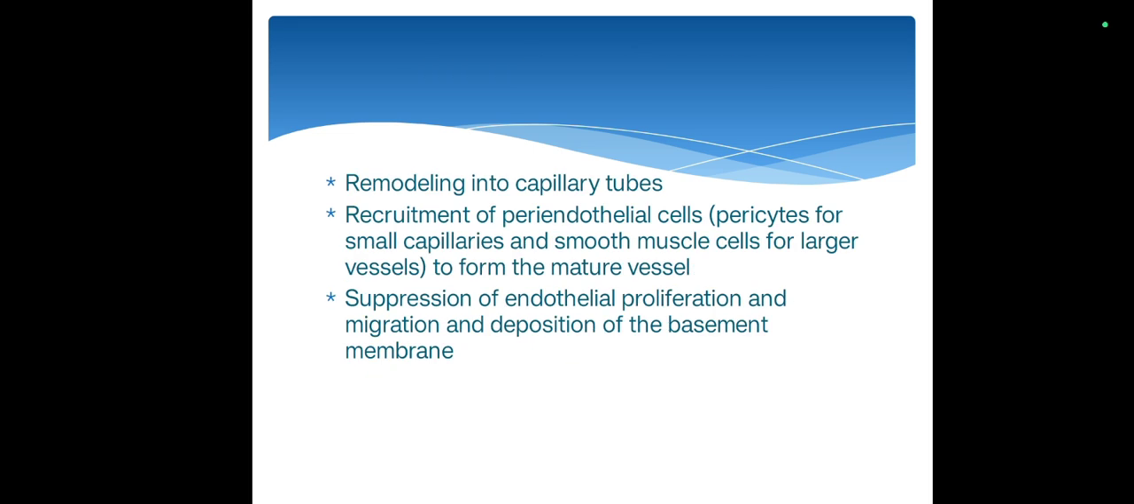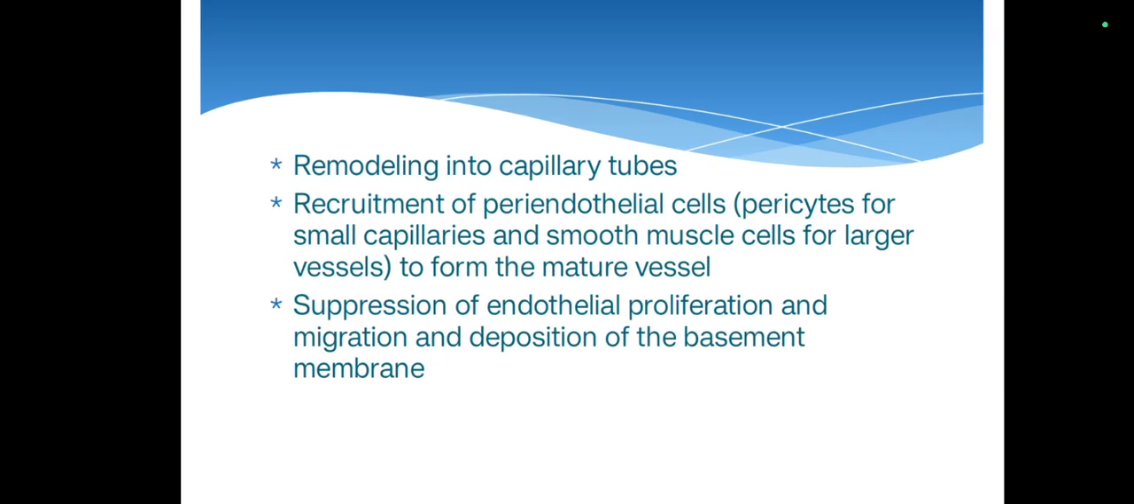Now, remodeling into capillary tubes happens. There is the recruitment of periendothelial cells, that is, pericytes for small capillaries and smooth muscle cells for large vessels to form mature vessel. There is suppression of endothelial proliferation and migration and deposition of the basement membrane.